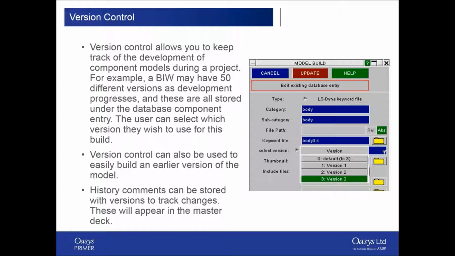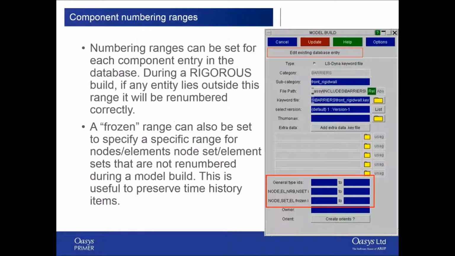Version control can also be used to easily build an earlier version of the model. Let's say you've got version 3 of your model and you've moved on to version 10. You can quite easily build version 3 again just by selecting, I want to build version 3, please, and Primer will do that for you. When you're changing from one version to another, you can type in comments and they're stored and allow you to track the changes. Those will be written out to the master deck as well to allow you to keep those comments with the keyword file.